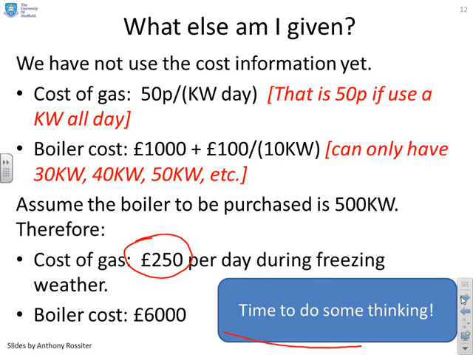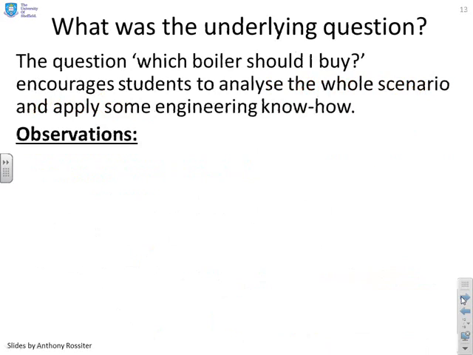And so what you'd be doing as an engineer is you'd be saying, this cannot be right. Nobody pays a bill of £250 a day for their gas. They do pay a lot, but not that much. And £6,000 does seem a bit steep for a boiler. There's something not right. And that's a key thing about problem solving, that you need to have the skill to spot when things aren't right.